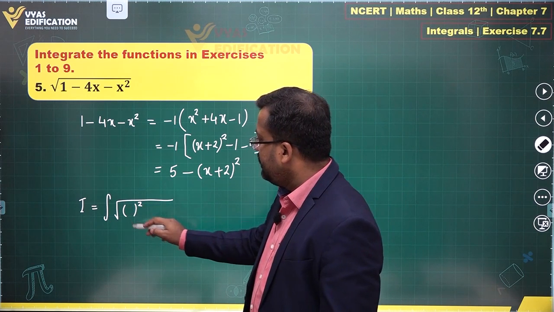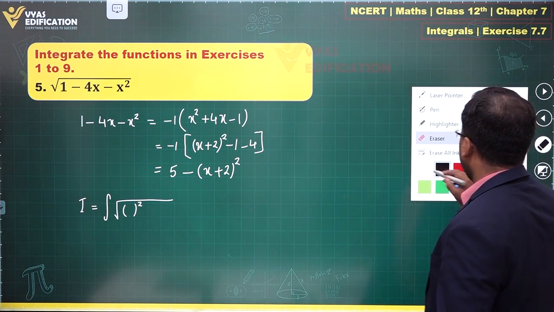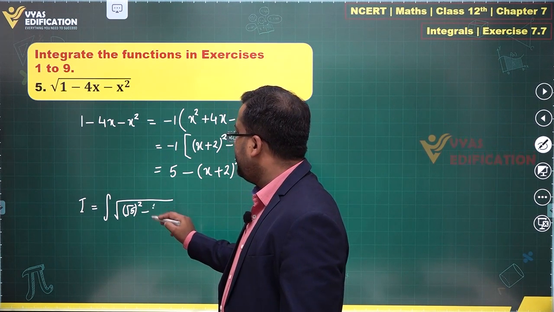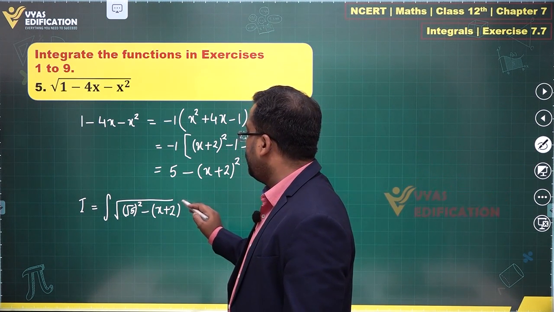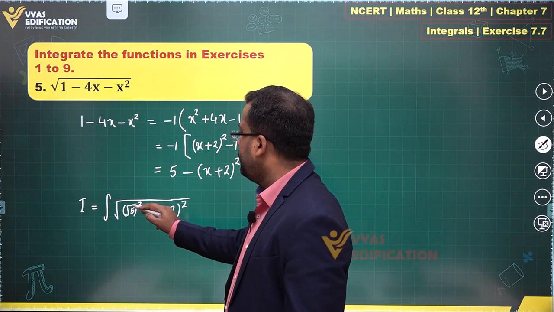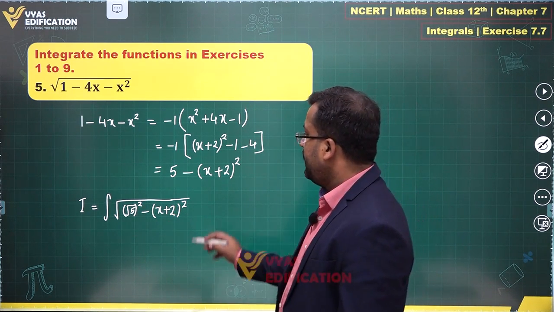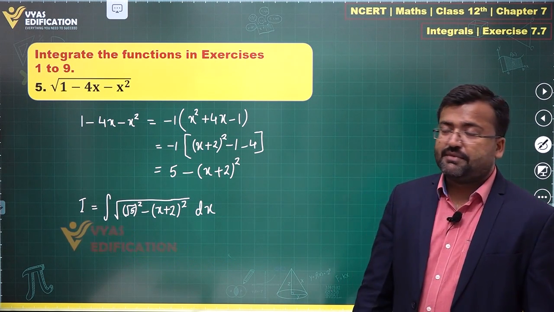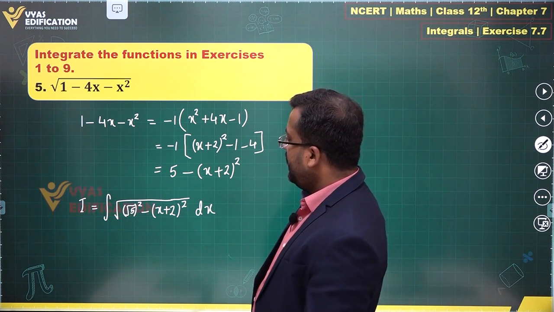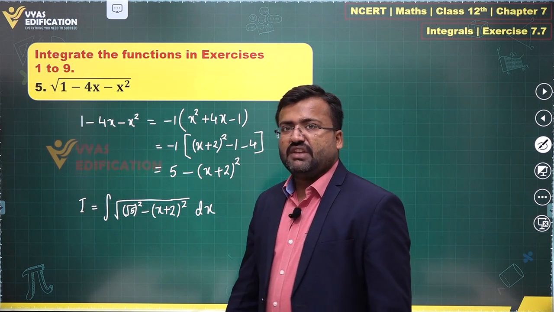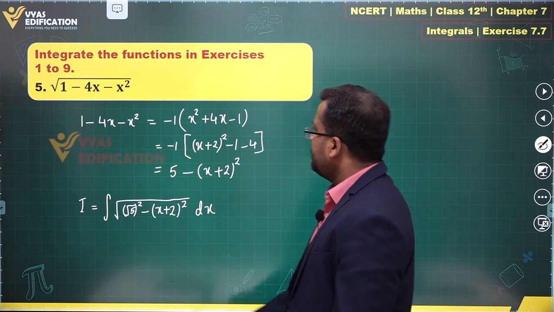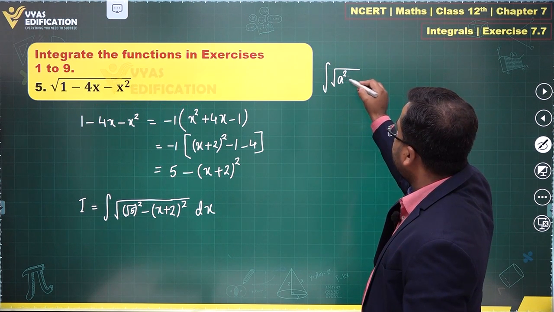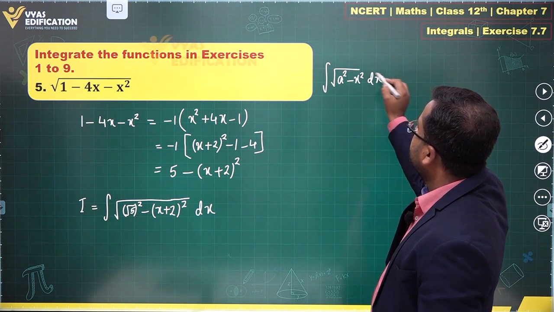Root 5 square minus x plus 2 square. This is what you have. Is that okay? Yes. dx. Root 5 square minus of x plus 2 square is what I have, and now I can apply the formula. What is the formula that we are looking for? We're looking for the integral of under root a square minus x square dx.